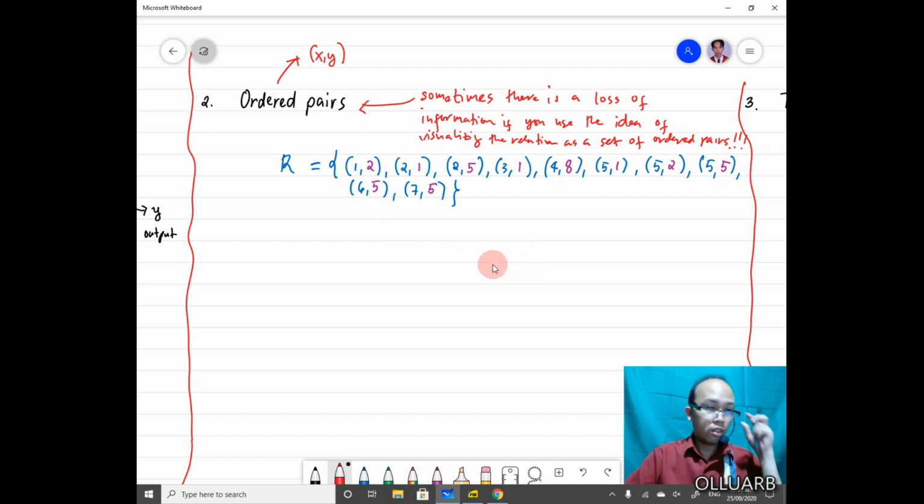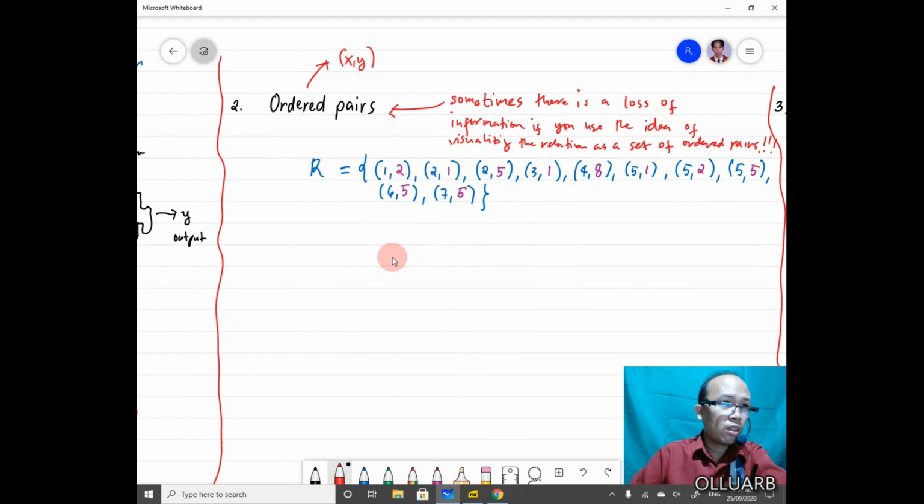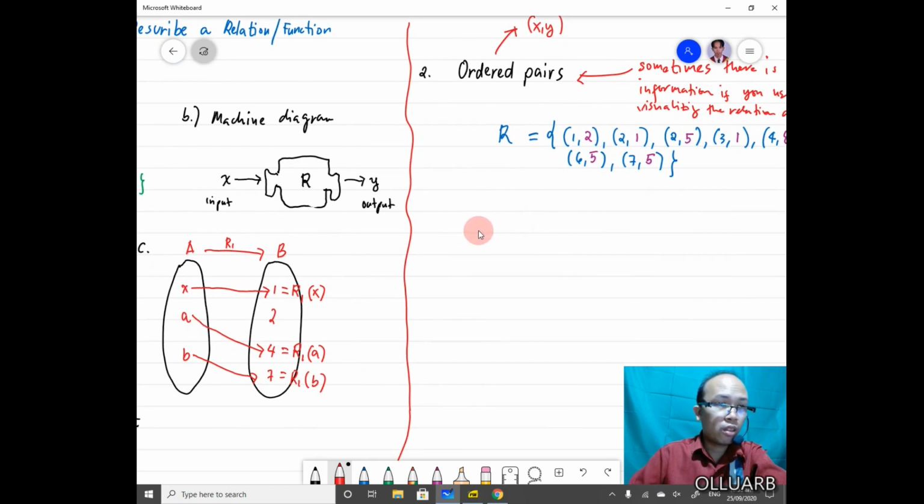Okay, so this is one of the failures in converting diagrams to ordered pairs, or if you want to transfer or visualize ordered pairs into a diagram.